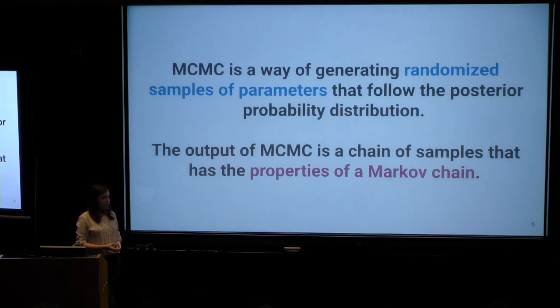Your random samples in the end will have the statistical properties of a Markov chain. And specifically in this context, the numbers that we want to generate are going to be samples of parameters from a posterior distribution. And don't worry about all of the details. We'll be breaking that down throughout the rest of this talk. But in general, MCMC is really widely used in astronomy and in the sciences in general because it's a powerful way of generating these randomized sequences of samples from the posterior distribution.